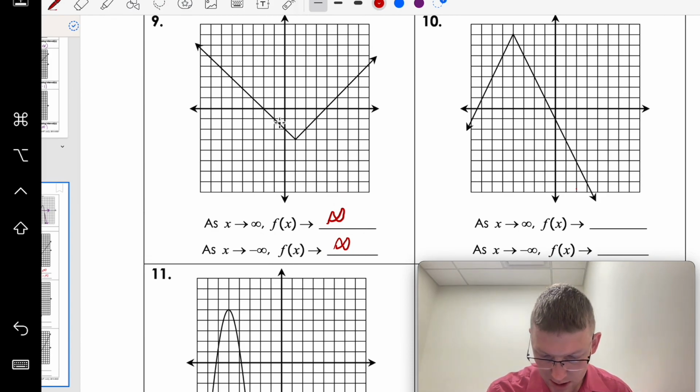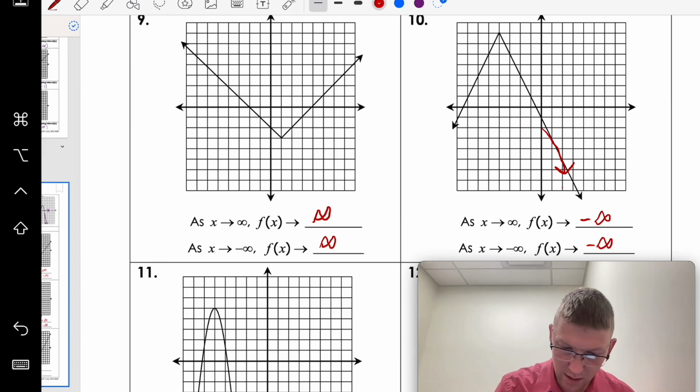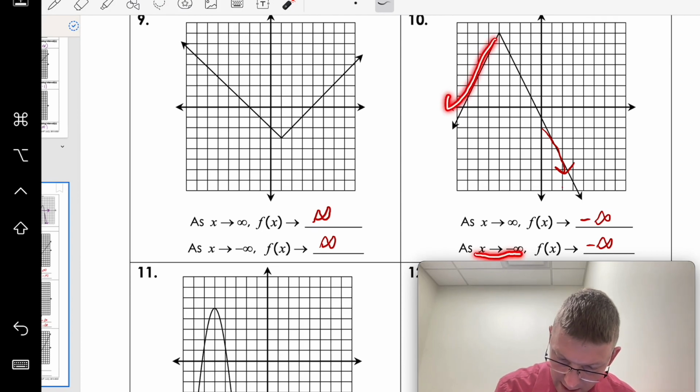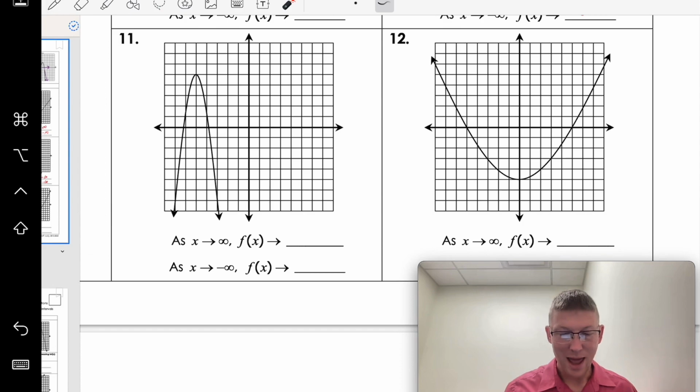So if we look over here at number 10, same thing. As x approaches positive infinity, our graph goes down and down and down. So we're going to say negative infinity. And we're going to do the same thing on the other side, because as x approaches negative infinity, it's still going down. Okay, let's try a parabola.